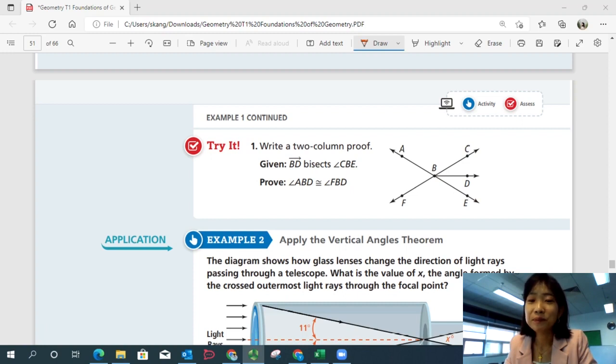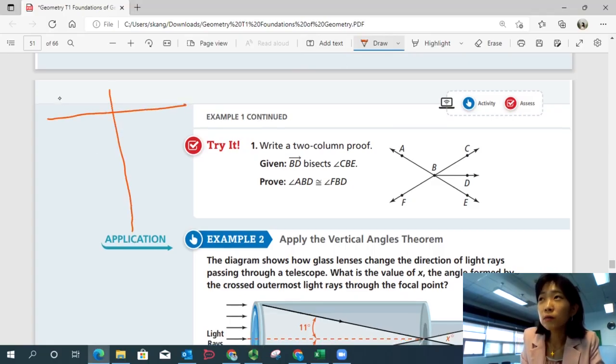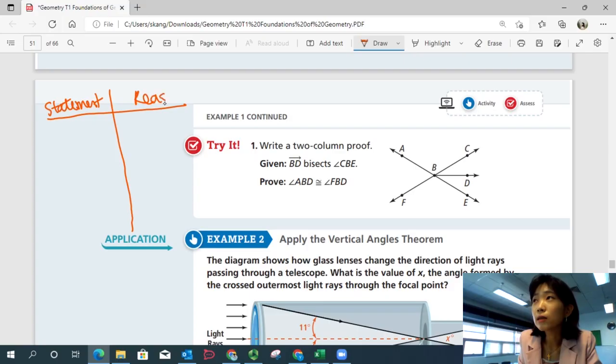Okay, are you ready? First of all, you need to write two columns, okay? The first column would be statements. The second column would be reasons. And then you will start with the given information. Ray BD bisects angle CBE. And the reason is that it's given.